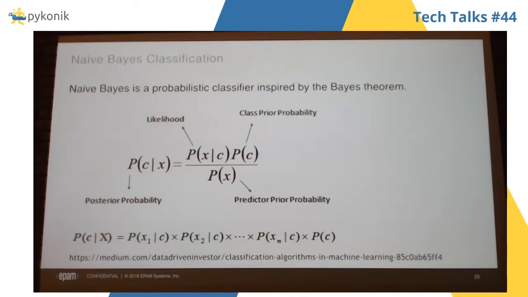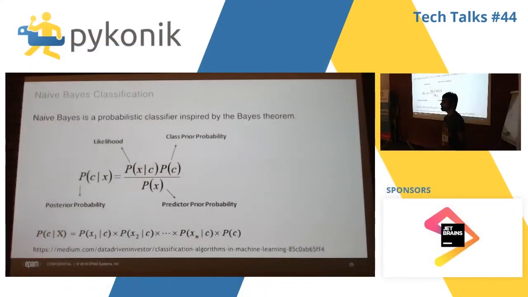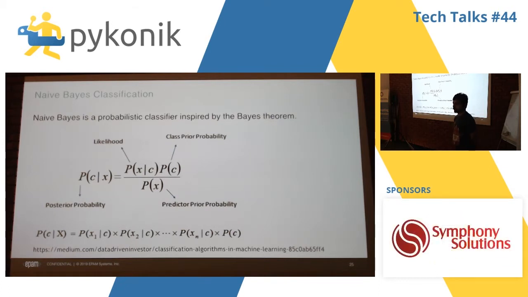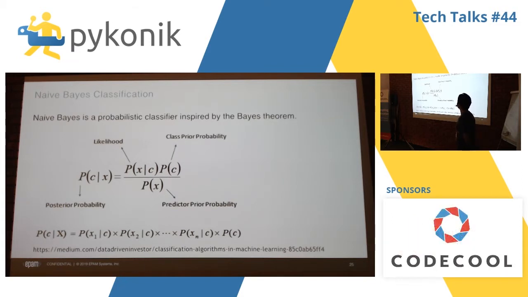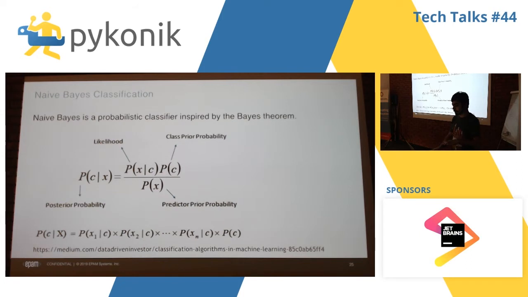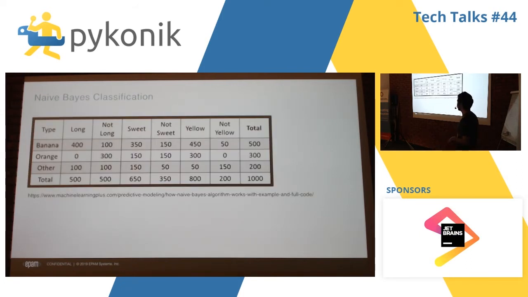Naive Bayes classification is the simplest algorithm to deal with text classification. It's a probabilistic classifier inspired by Bayes' theorem. The math formula probably looks scary, but it's not that hard when you get deeper.